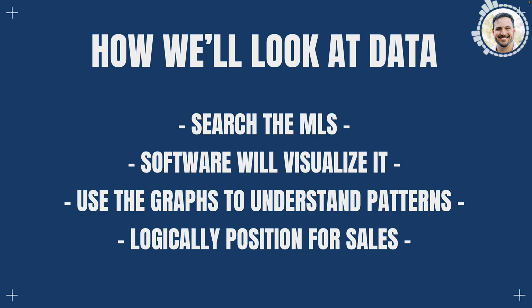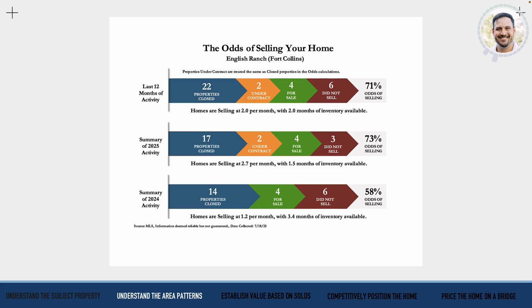Now we're going to look at the real data. To view this data, we're going to search the MLS. We put this in our software, which visualizes it and creates the graphs for us. Then we use those graphs to understand the patterns and then logically position ourselves for sale. So everything from this point forward is using real data that I loaded into the software to create the graphs that you're going to see. So the first graph we're going to take a look at is what we call the odds of selling.